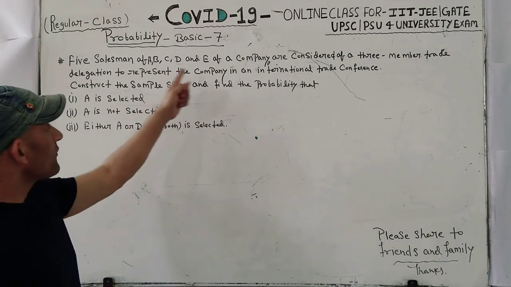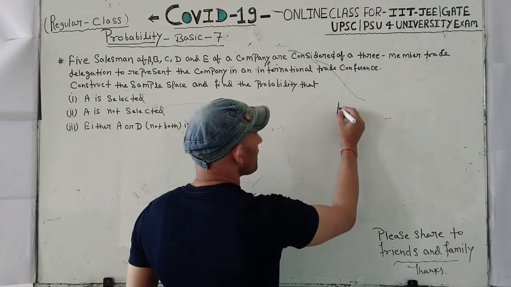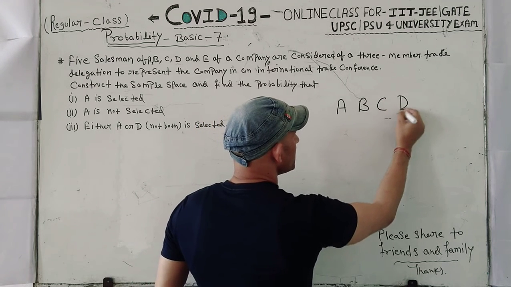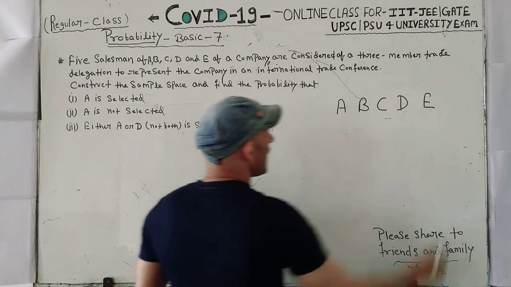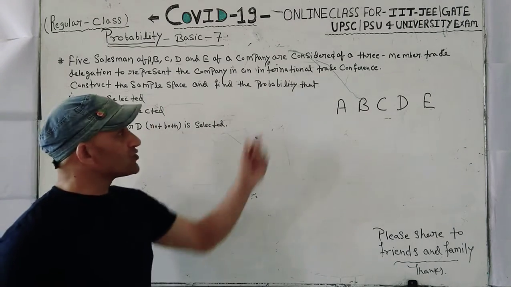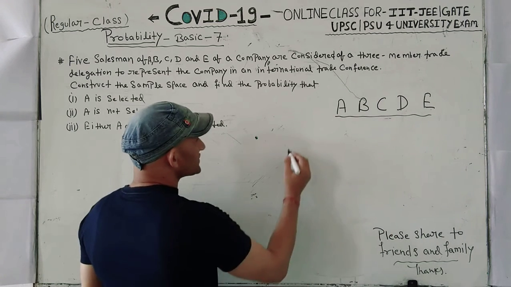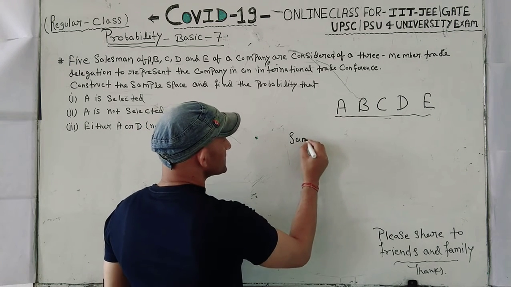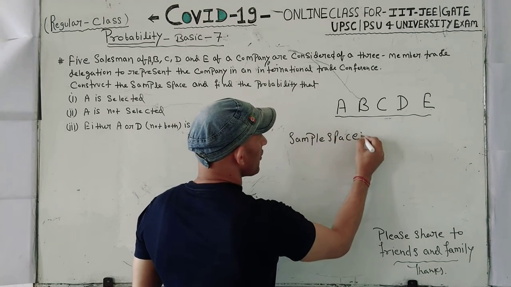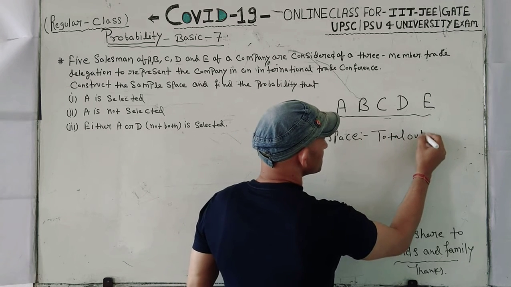So you have a total of 5 salesmen, A, B, C, D and E. Out of 5 you have to select 3. The sample space means the total number of cases, that is, the total outcomes.